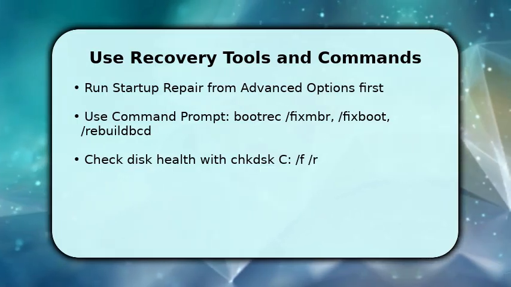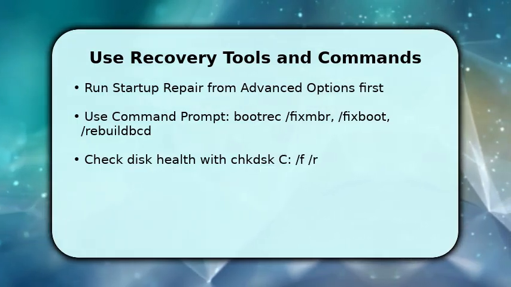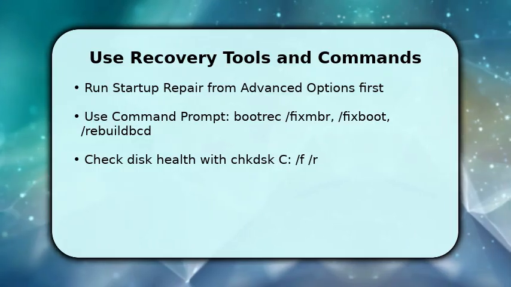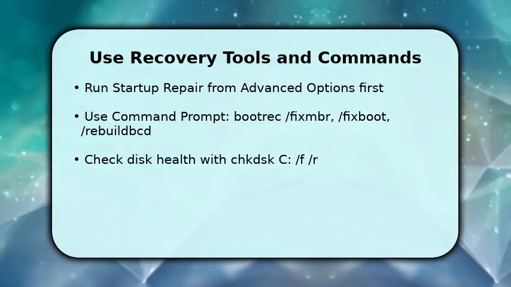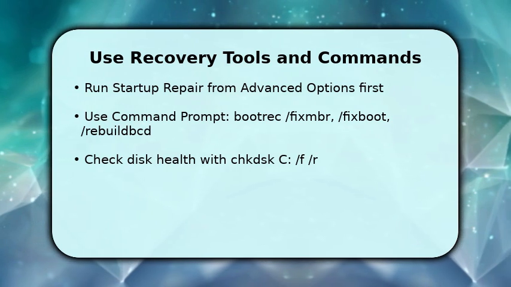Once done, run chkdsk C: /f /r to find and fix file system or bad sector issues. Make sure to let each command finish. Abrupt shutdowns can leave the disk in a worse state.